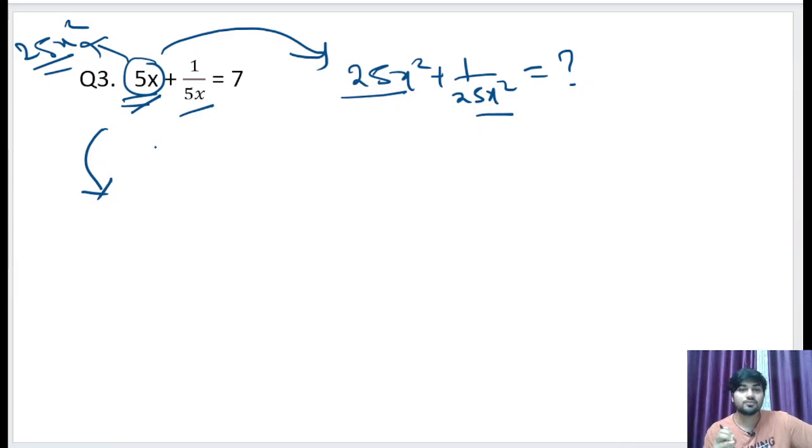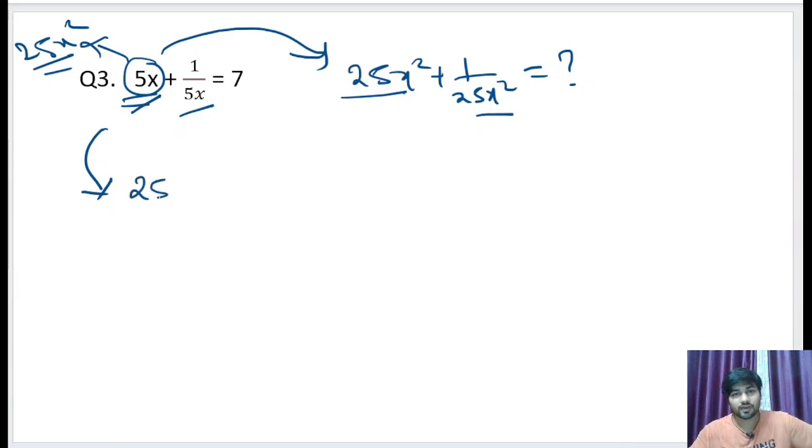I am explaining these things to you repeatedly because this is just the beginning of our batch and the beginning of the algebra of these types of questions. So you must be aware of these things. Otherwise, you will make mistakes later on. So it's better that you rectify and understand these things properly right now.